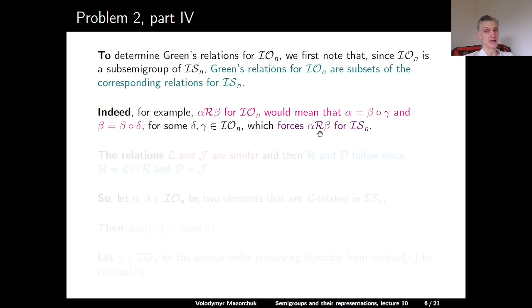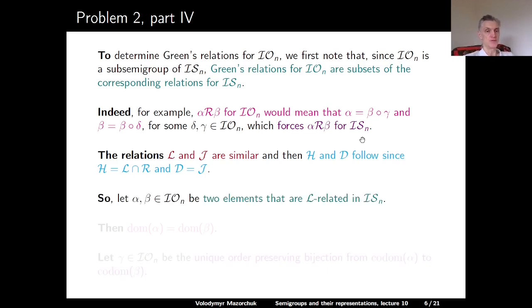And this, of course, implies that alpha and beta are R-related in ISN. Similarly for the relations L and J, but then the relations H and D follow, because H is just the intersection of L and R, and D is equal to J. We are talking about a finite semigroup. So we only need to look in the opposite direction.